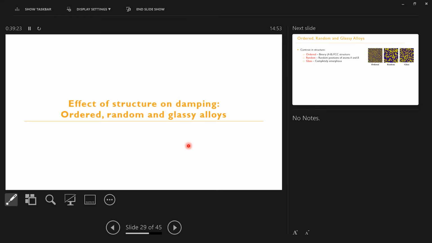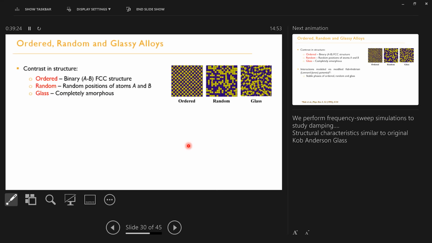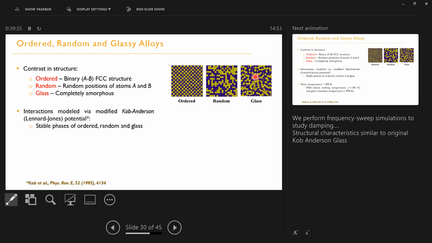Okay, all right. So what we did was to see the effect of chemical order and structural order. Okay, so we have what's called an ordered alloy, a random alloy, and a glass alloy. Again, all of these are modeled with a very simple Lennard-Jones potential. And using the same potential, we can observe three different phases. Okay? That's the power behind using a simple potential.